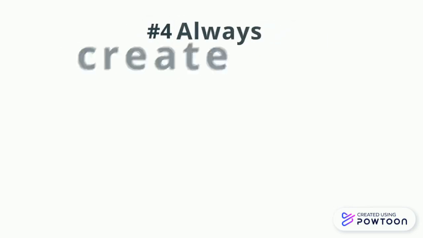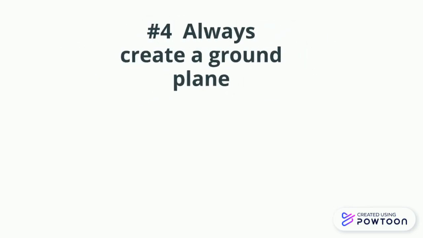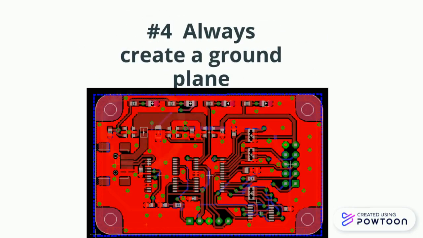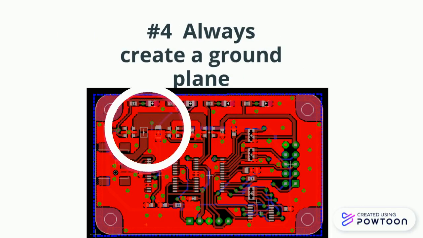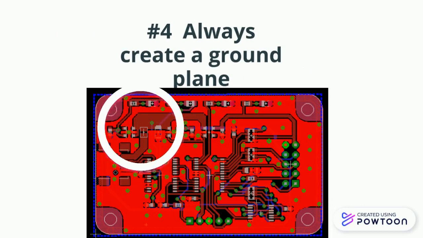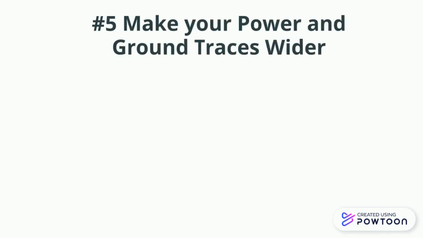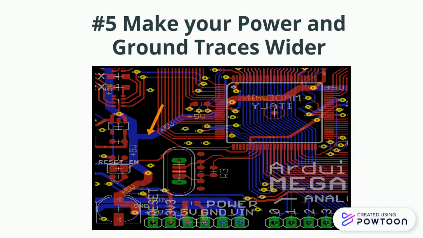Always create a ground plane. As there are many ground connections, it's preferred to make a ground plane rather than traces to reduce complexity and short circuits. Make power and ground traces wider. It has to be so because power and ground traces have more current. Heat buildup in narrow traces may destroy the complete PCB.